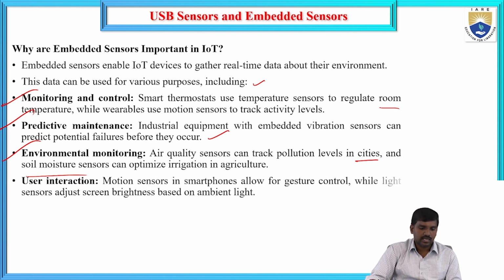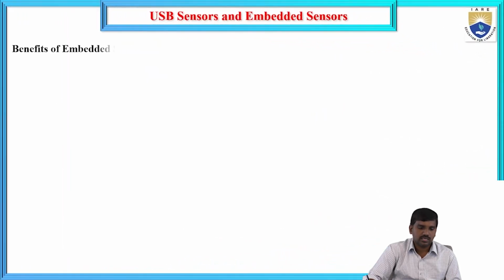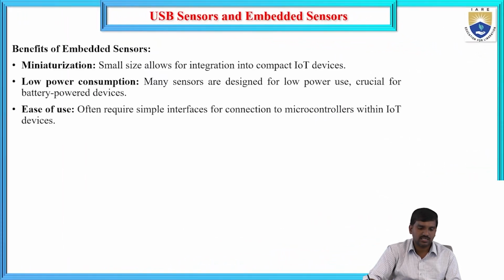And user interaction also. Motion sensors in smartphones allow for gesture control, while light sensors adjust the screen brightness based on the ambient light. Depending on the light available outside, the brightness will increase, decrease, or stay neutral; it can maintain like that. So these are some use cases of embedded systems.